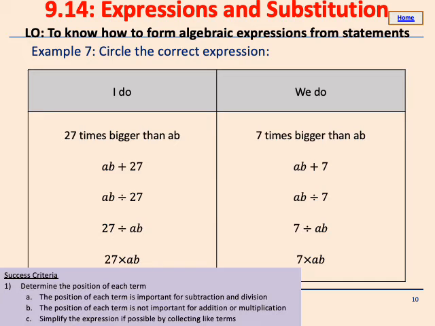And now a very similar one. We're looking at now 27 times bigger than AB. So if we want something to be 27 times bigger than AB, we're looking at multiplying. So we're going to want the answer at the bottom. Now pause the video and try and decide in the next 30 seconds what is the answer to our we do.